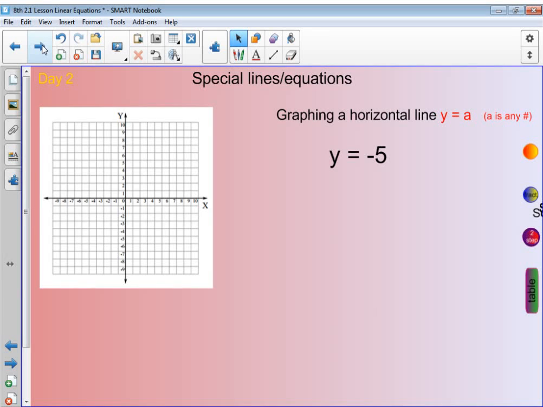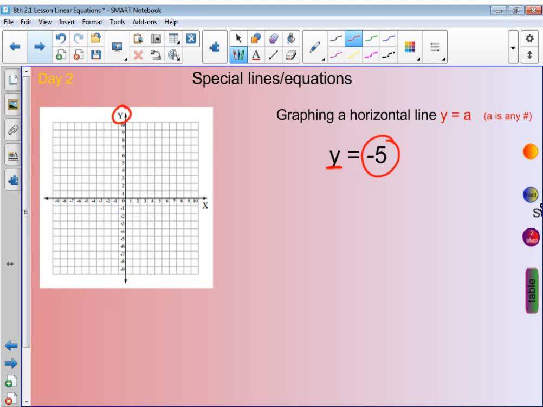Going to be working with some special line equations as well as equations that involve fractions and two-step equations. So sometimes you're going to get a special equation where it just says y equals a number and there's no x involved. When we do that, we have to remember that we're going to graph on our y line at -5, and we're going to end up creating a horizontal line that goes straight across the -5.